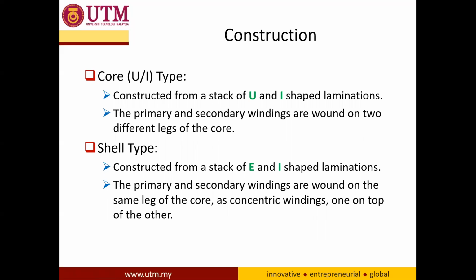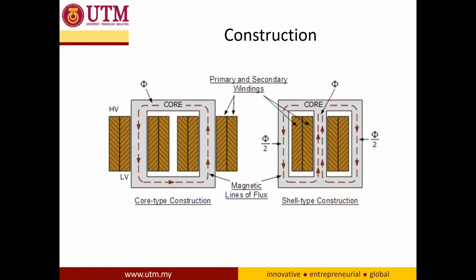And for the laminated type, the construction of the core can be either the core type, UI type, or the shell type. For the core type, it is made from a stack of U and I shape laminations, and the primary and secondary windings are wound on two different legs of the core. While for the shell type, it is constructed from a stack of E and I shape laminations, and the primary and secondary windings are wound on the same leg of the core, like in these figures.